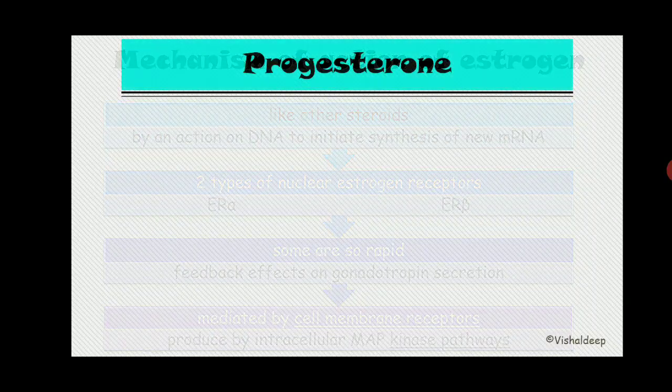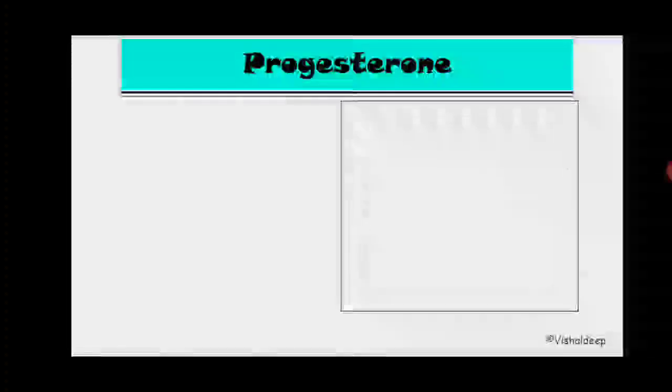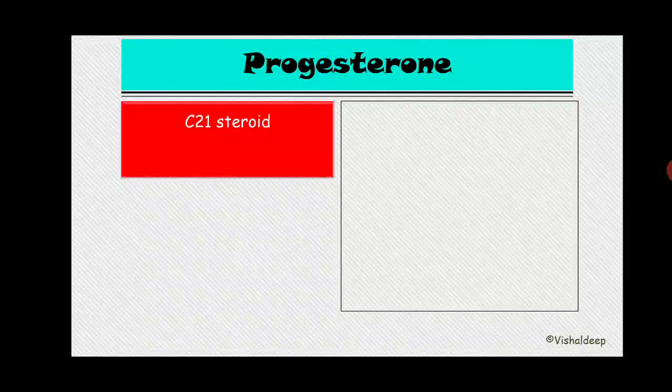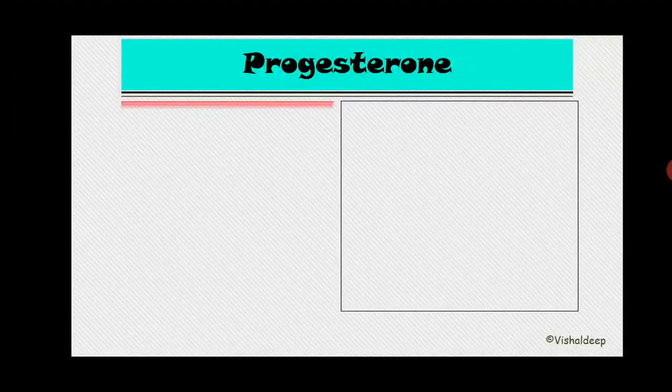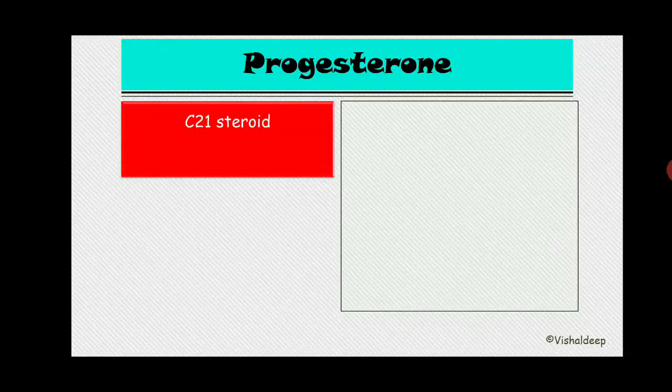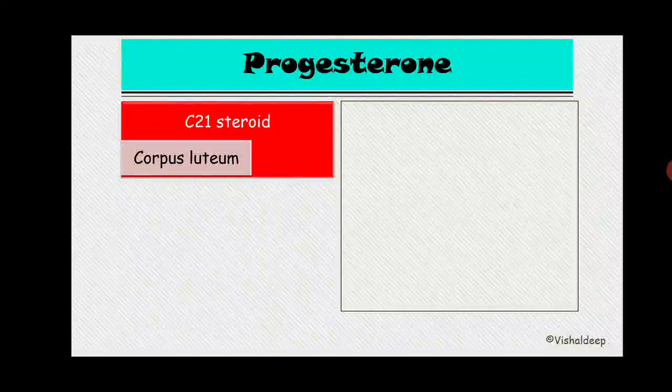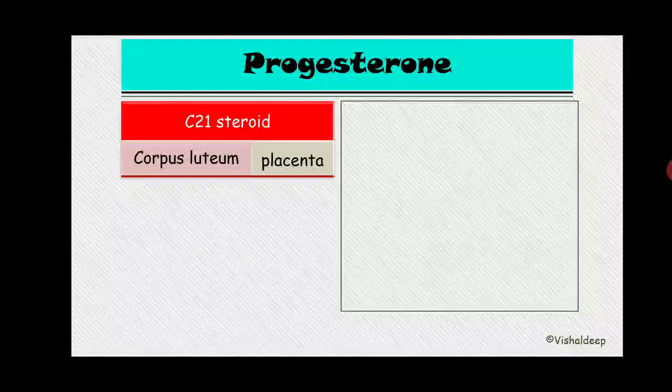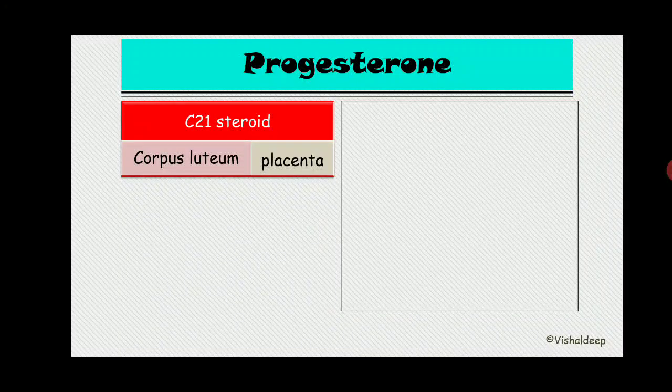Now let's discuss the next hormone, that is progesterone. Let me show you a diagram, the picture of the progesterone. So it is basically a 21 carbon steroid, and it is secreted by corpus luteum and placenta. So in luteal phase, corpus luteum will secrete more progesterone, and inside the placenta it also secretes a higher amount of progesterone in order to preserve the pregnancy.